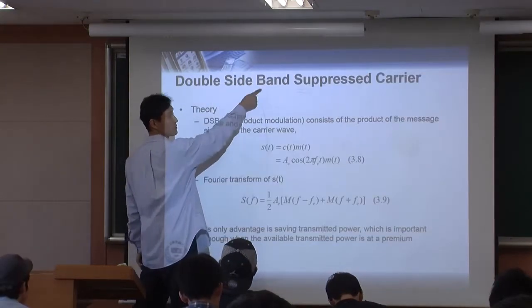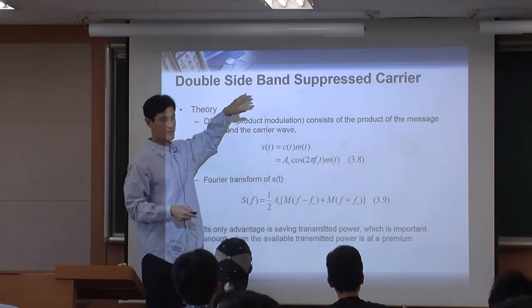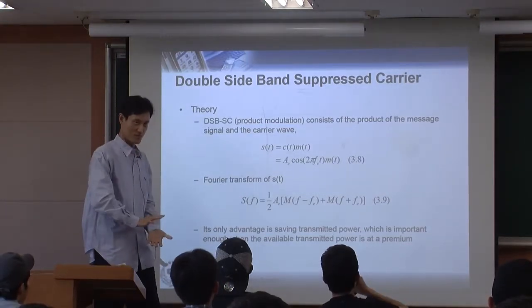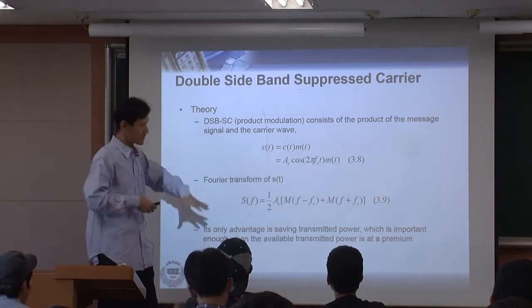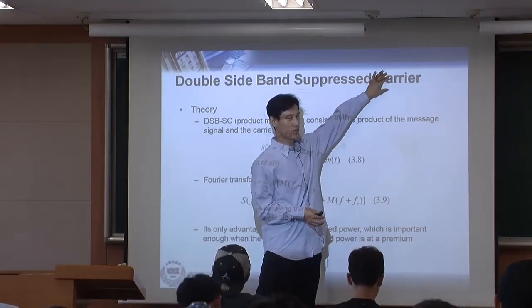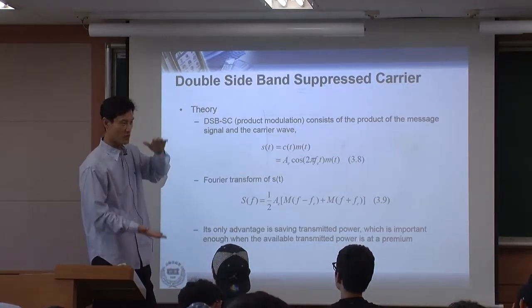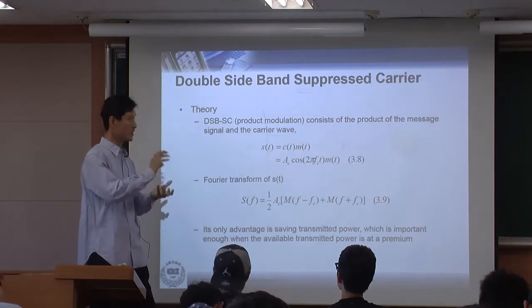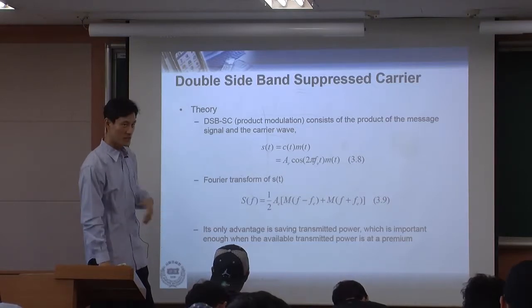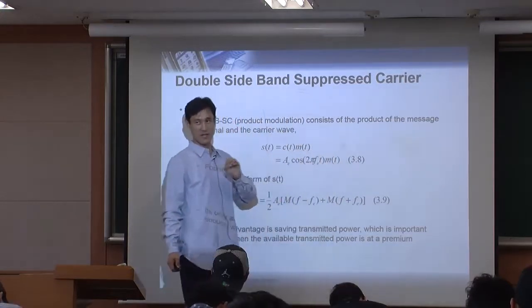So this is double sideband. And what does that mean? Suppressed carrier. What is suppressed? Suppressed means make it smaller, because you press it down, right? So suppressed carrier means your carrier will be suppressed, meaning you make the carrier very small, or sometimes it becomes 0. Basically, your intention is to make your carrier 0. That's what you want, right?